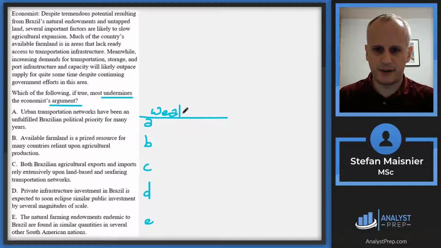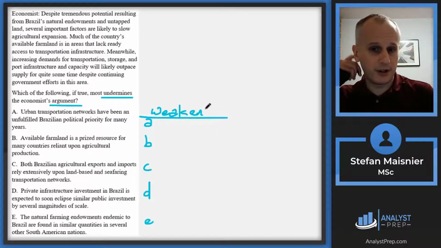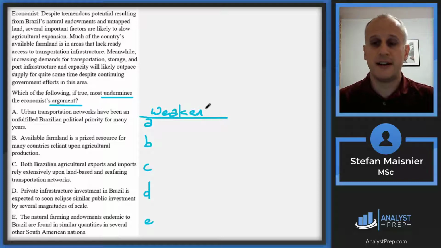this economist's argument. So now we're going to go ahead and read through the paragraph and try to identify the conclusion, because that's the next step. So we start, despite tremendous potential resulting from Brazil's natural endowments and untapped land, several important factors are likely to slow agricultural expansion. So right now, we may think to ourselves, that kind of seems like a fact, but kind of doesn't. So that might be our conclusion. So we'll hold on to that for now as a possible main conclusion for the economist's argument, and just see if everything else is an objective fact.